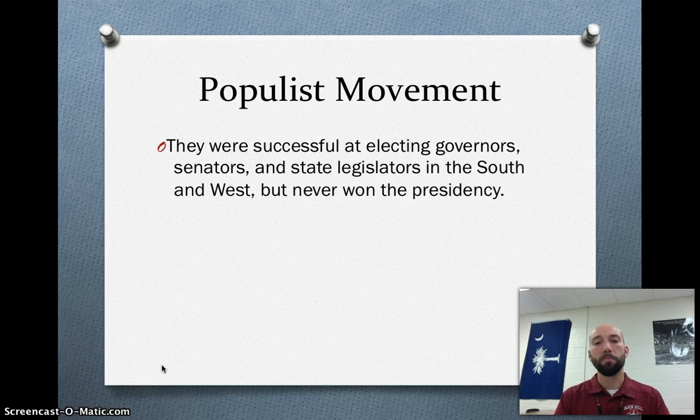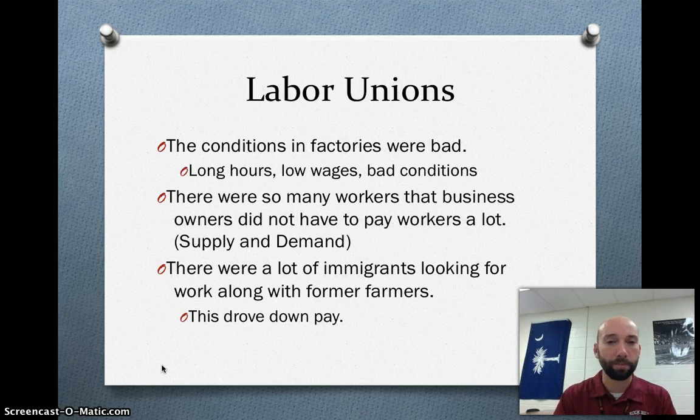The populist movement is much more successful in the South and the West. It's not very popular in the East because there's not a lot of farmers in the East. And one of the problems with the populist movement is a racial problem, in that in the South, even though poor white farmers and poor black farmers should get along politically, they don't because of the racist elements that go along with that. So they don't have as much success as they could have in the South.